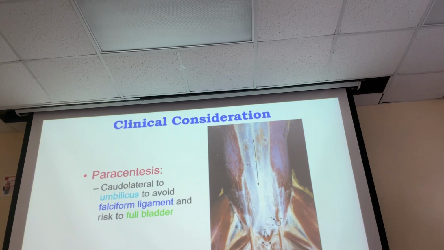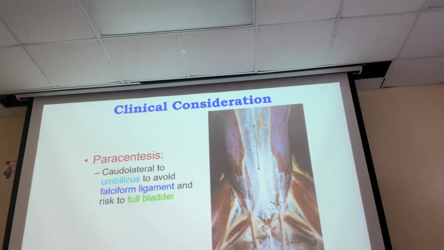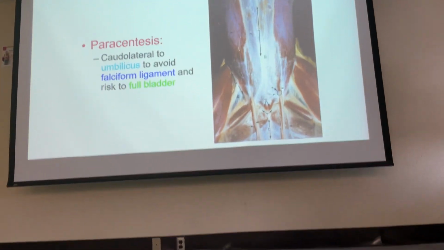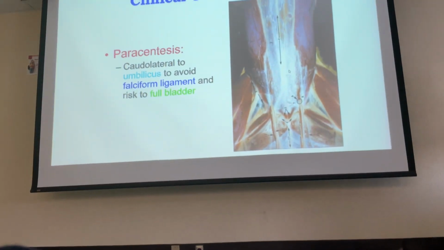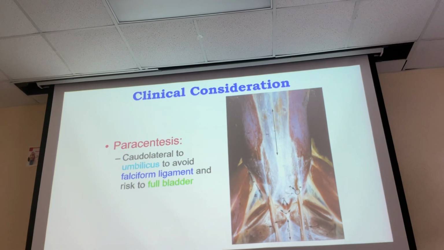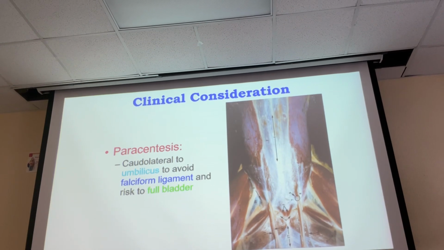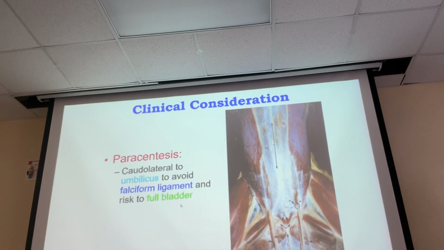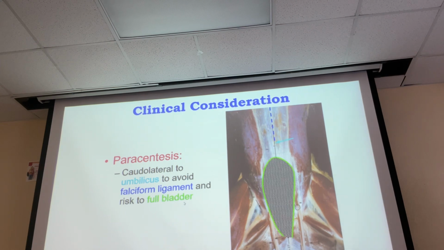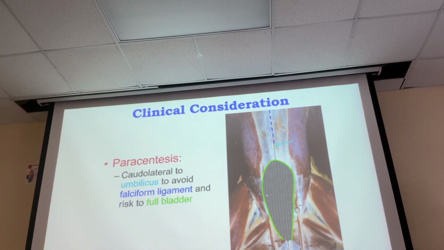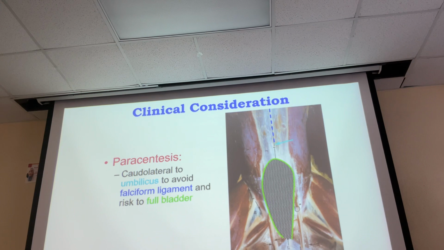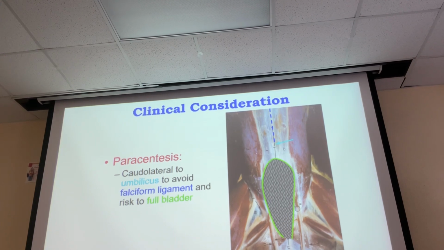You need to find the linea alba, and you need to find the umbilicus, and then you go caudolateral to that to insert your needle. Why do you do that? You need to avoid the falciform ligament, and also you need to avoid the bladder. Okay, so you find the umbilicus and you go caudolateral to that.